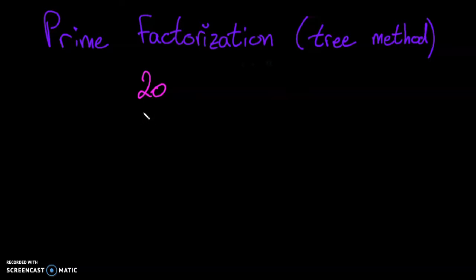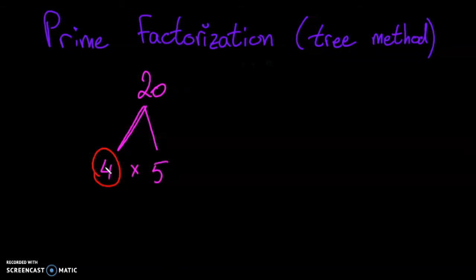So let's separate 20. We know that 20 is not a prime number, so we can separate it. We can do this by writing 4 times 5. Now let's look at the number 4. Can we separate the number 4? Or is 4 a prime number? No. We can separate it even further. 4 can be written as 2 times 2.